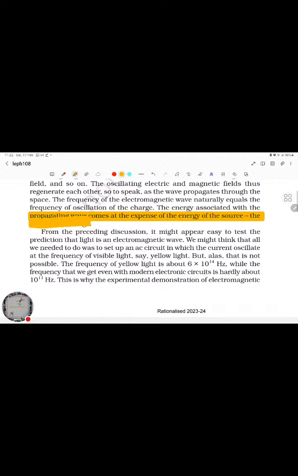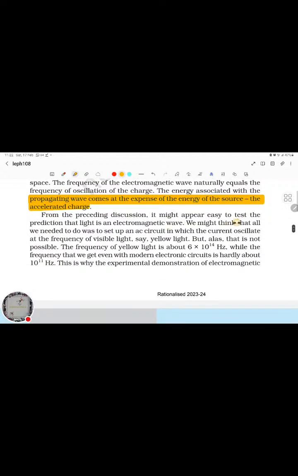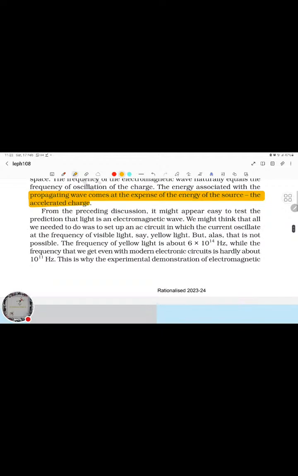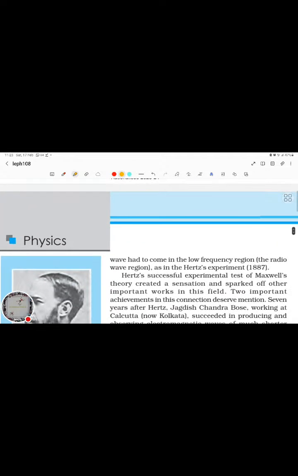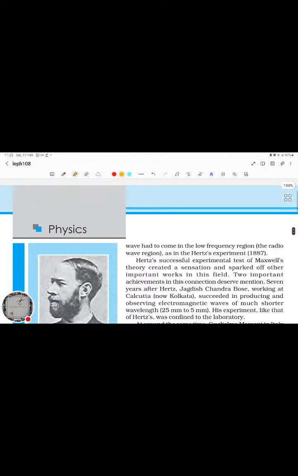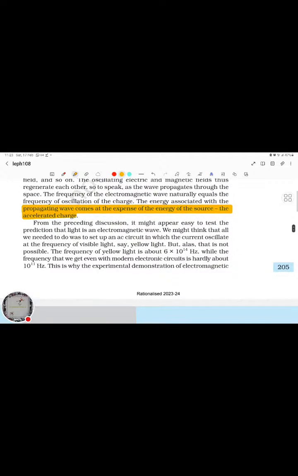From the preceding discussion, it might appear easy to test the prediction that light is an electromagnetic wave. We might think that all we needed to do was to set up an easy circuit in which the current oscillates at the frequency of visible light, say yellow light, but alas, that is not possible. The frequency of yellow light is about 6×10^14 Hz, while the frequency that we get even with modern electric circuits is hardly about 10^11 Hz. This is why experimental demonstration of electromagnetic waves had come in the low frequency region as in the Hertz experiment. ஸோ அதான் என்ன நடக்குது அப்படின்ற பார்ப்போம்.